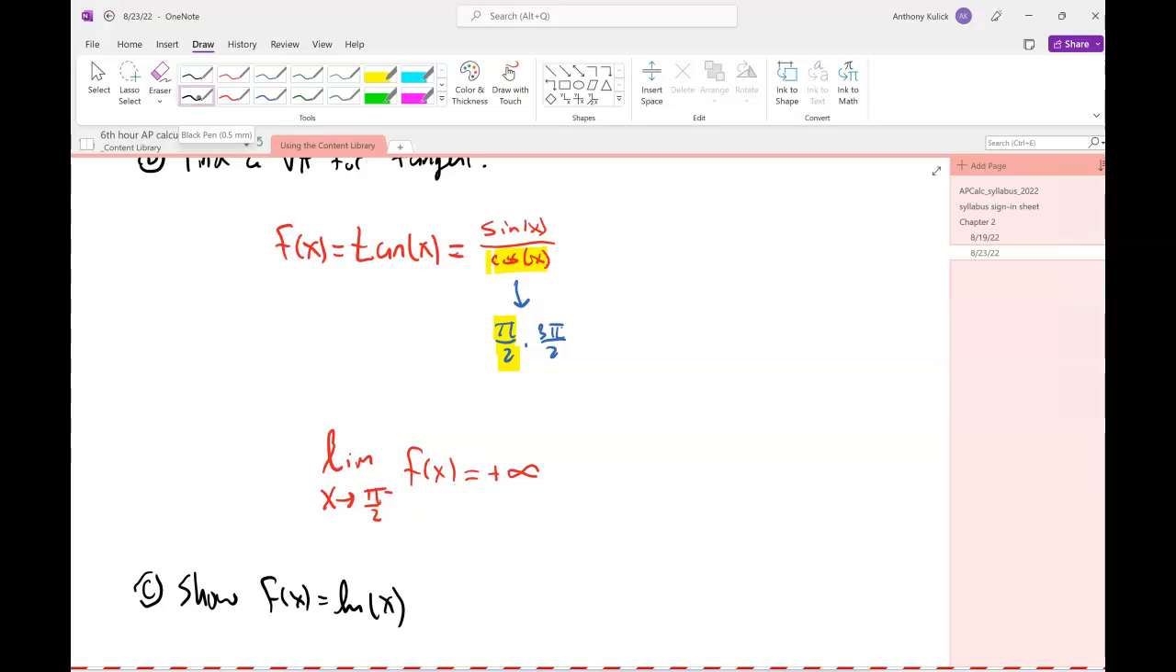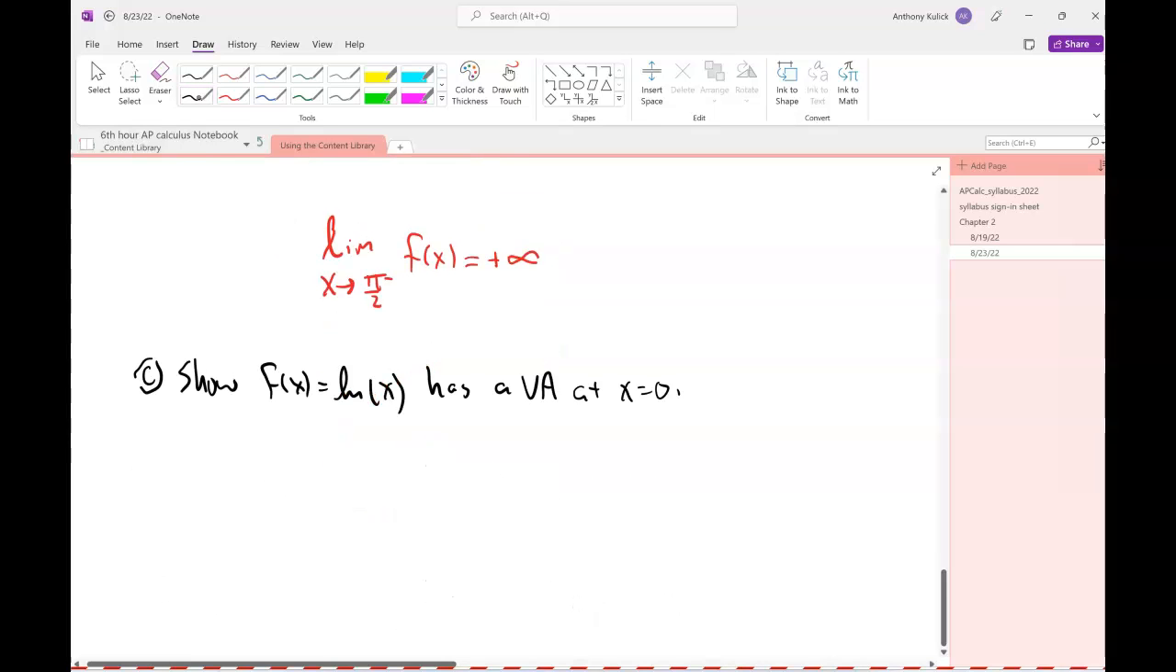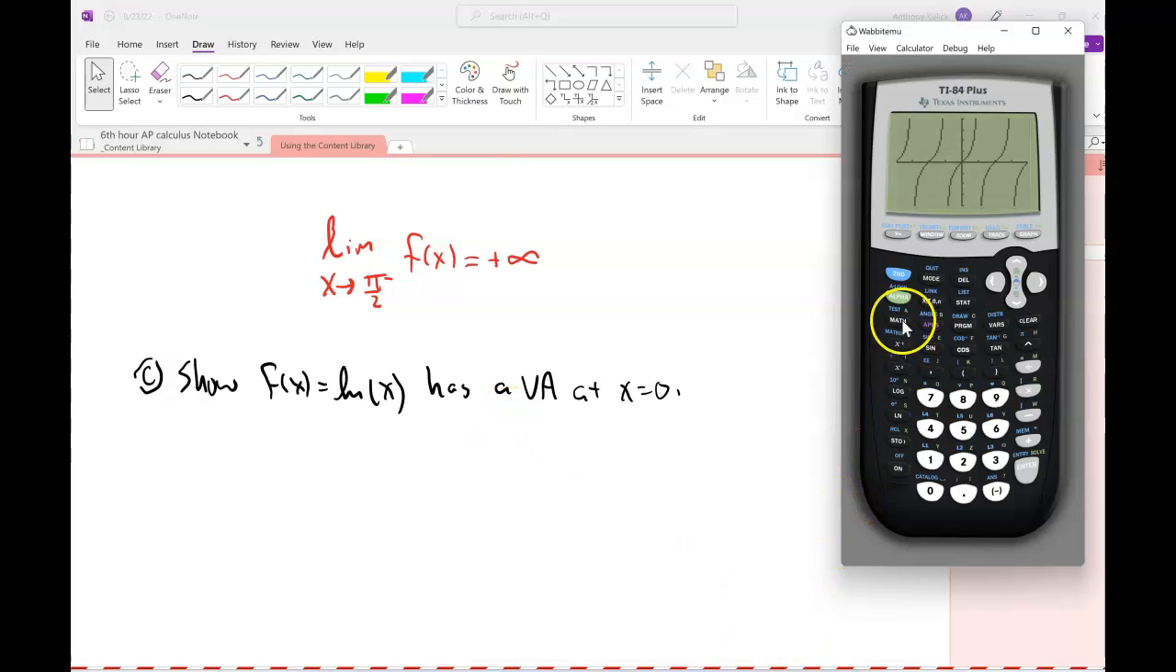So let's say the natural log has a vertical asymptote at x equals 0. Okay. So probably the natural place to start would be to look at the graph.